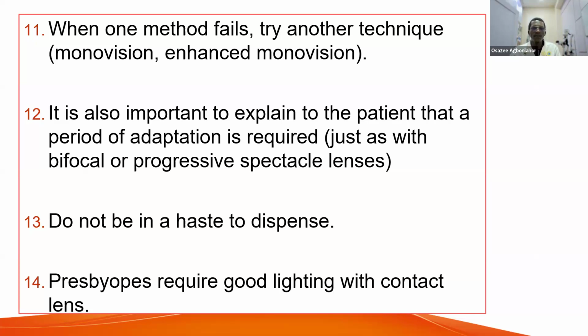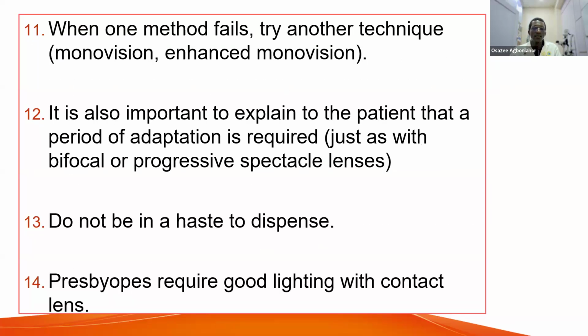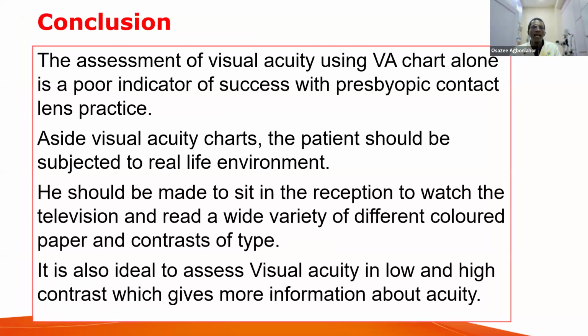It's also important, of course, to explain the period of adaptation to patients, and don't be in haste to dispense your glasses or your contact lenses. Please don't be in haste. Take your time. In conclusion, the assessment of visual acuity using the chart alone is a poor indicator of success in presbyopic contact lenses.